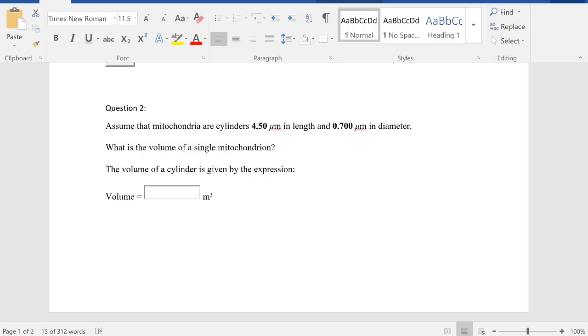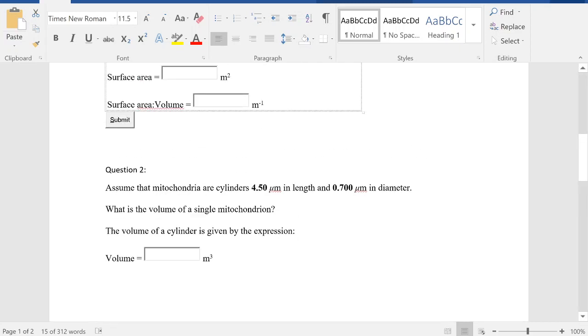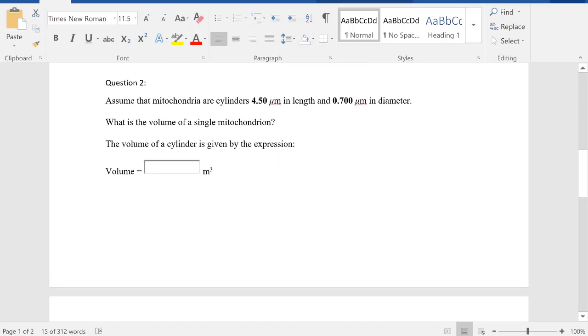The next question in your end of chapter problem reads something like this. You will have different numbers. Assume that mitochondria are cylinders, 4.50 micrometers in length and 0.700 micrometers in diameter. So again, we have a cylinder. What is the volume of a single mitochondrion? And the volume of a cylinder is given by this expression.